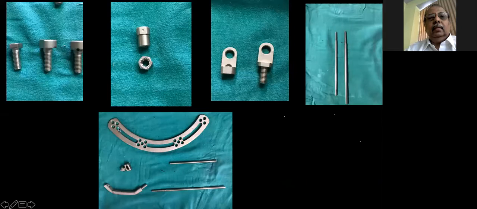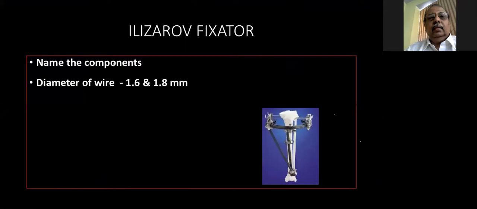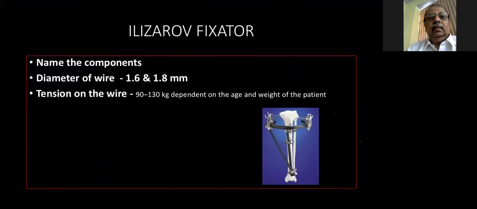This is an Italian arch. This is the oblique support. So these things you should know. Then, what is an Ilizarov fixator? You should know. You will be asked to name the components. The diameter of the wire that is used is usually 1.6 and 1.8 mm wires. The tension that is used is usually between 90 and 130, depending on the age and the weight of the patient. Then olive wires and drop wires.